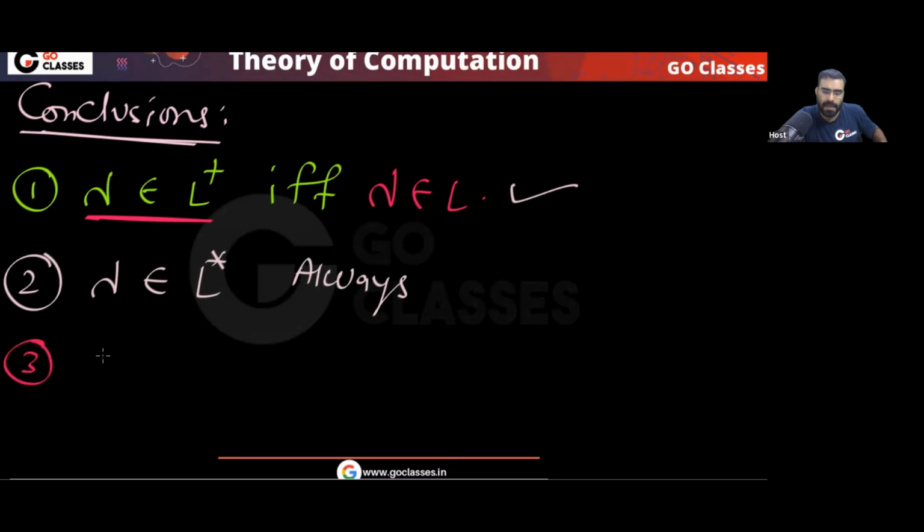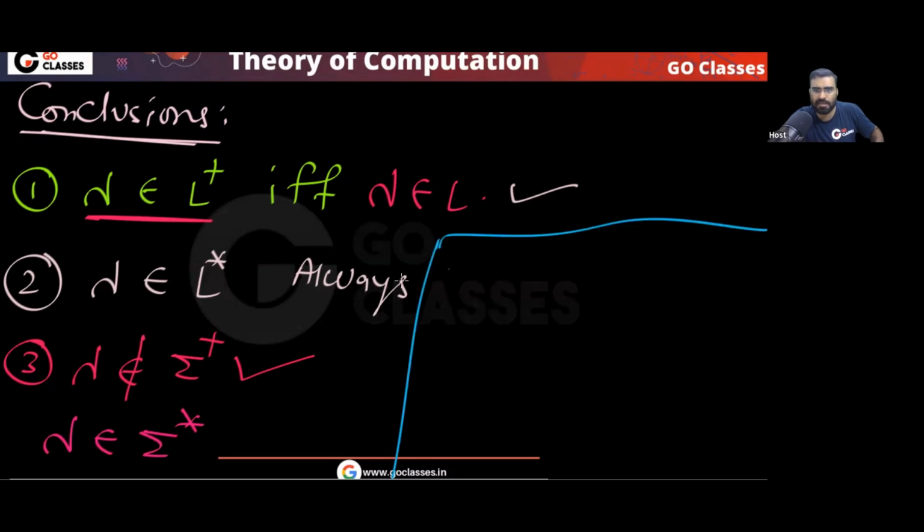Next, third, lambda never belongs to sigma plus. Next, lambda always belongs to sigma star. All these things we have seen, and the proof of all of them. Very simple. So remember this point: if lambda belongs to L, it automatically means lambda belongs to L plus, and if lambda belongs to L plus, it automatically means lambda belongs to L.